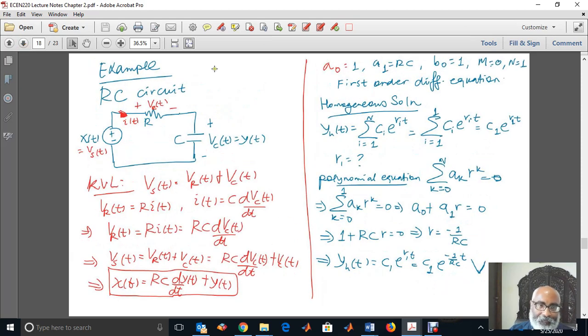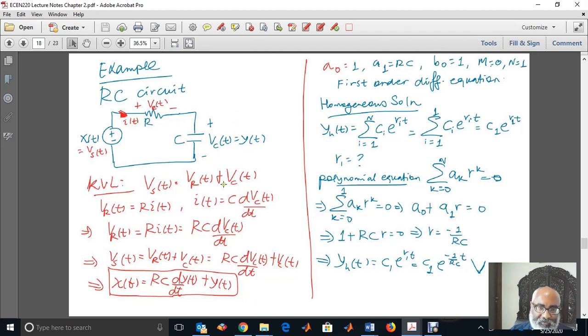Okay, now let's have an example. The example is this RC circuit. This RC circuit has a source voltage, a resistance, and a capacitor. My output for this case is the voltage across the capacitor, Vc of t is equal to y of t, and x of t is the input voltage. Let's find the relation between the output voltage across the capacitor and the input voltage.